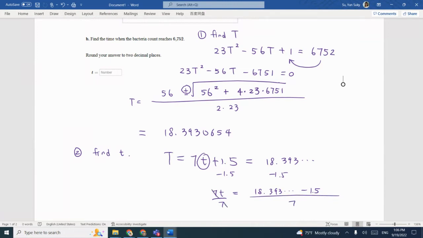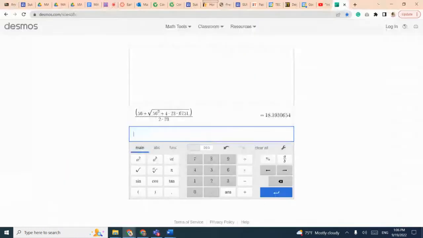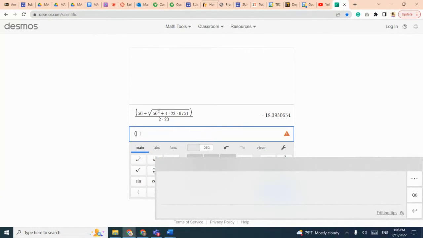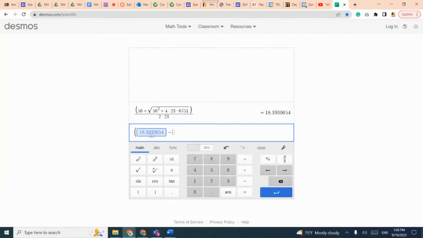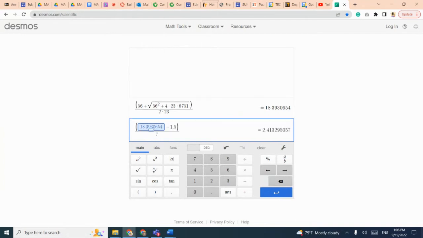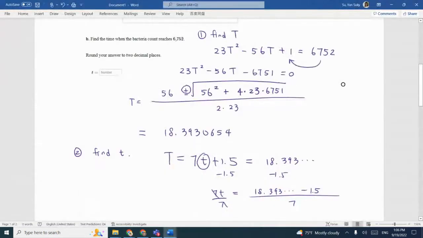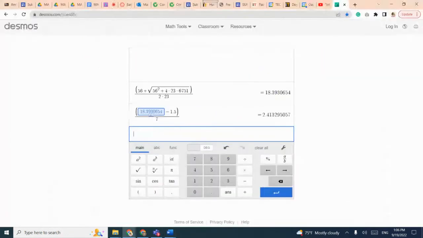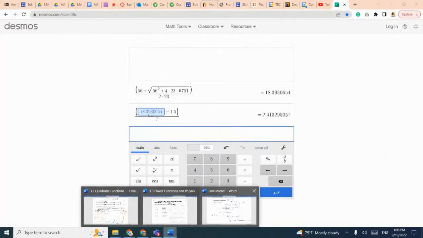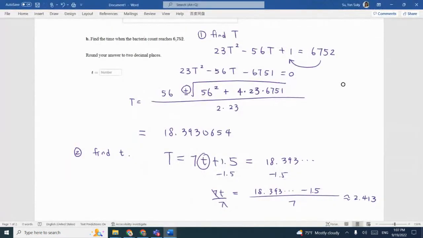Yes, everybody? So we go back, this answer, so parentheses, answer, minus 1.5 parentheses divided by 7. This I get 2.413. So T is 2.413. And then that's the answer. Okay. Yes. So T, this is the time. So 2.413 is the answer of time.